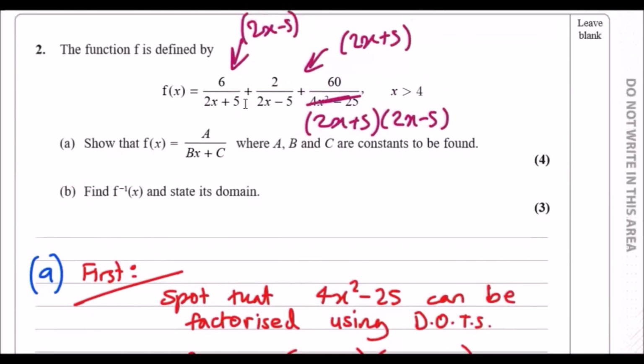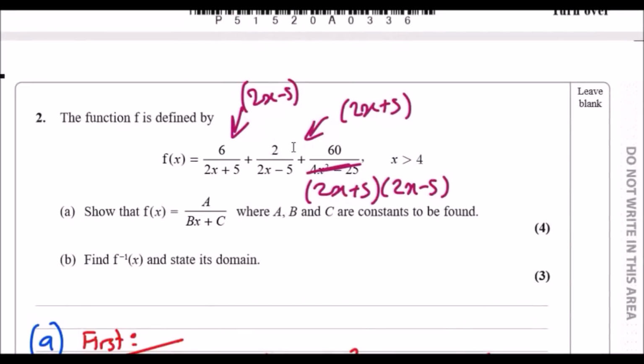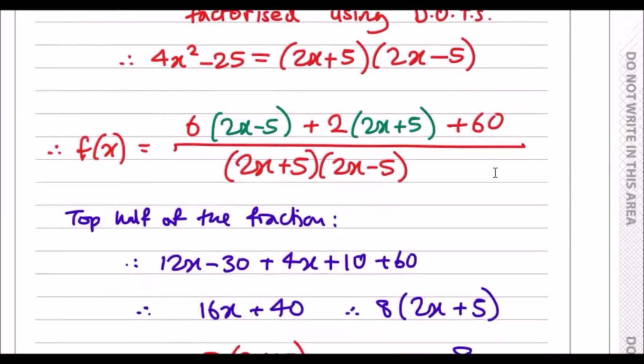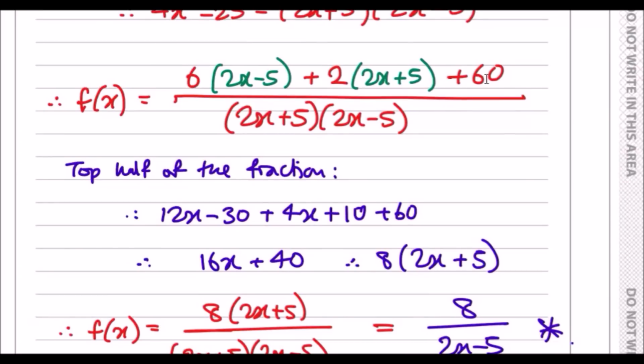So timesing 6 by 2x minus 5, timesing 2 by 2x plus 5, and then adding all these together, all over the common denominator, you can then simplify it. So now all you have to do is just literally tidy up. So I just worked on the top half of the fraction just to save time, and this is what I recommend in exam. Don't waste time repeating the fraction over and over. Just write a little note, okay, I'm working with the top half only, and just expand and simplify.